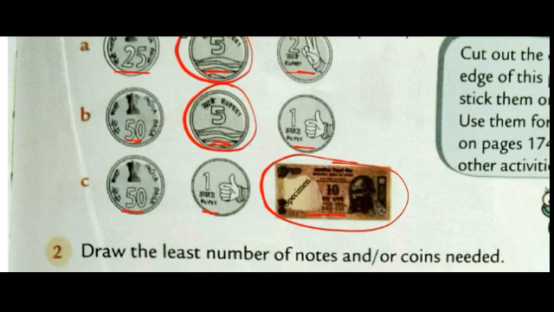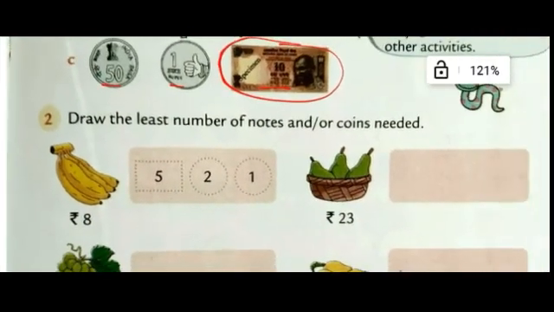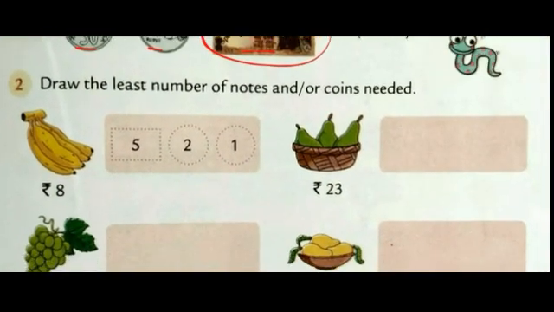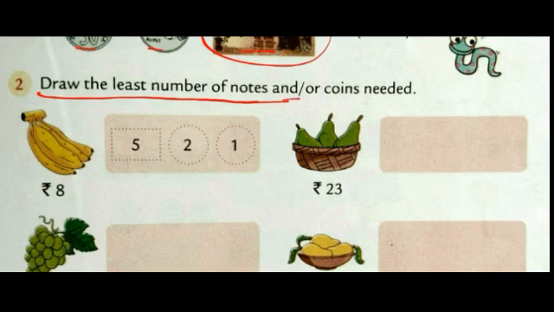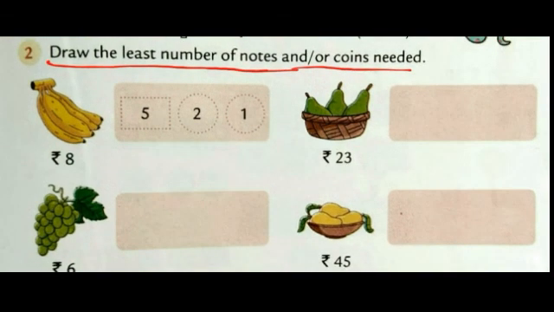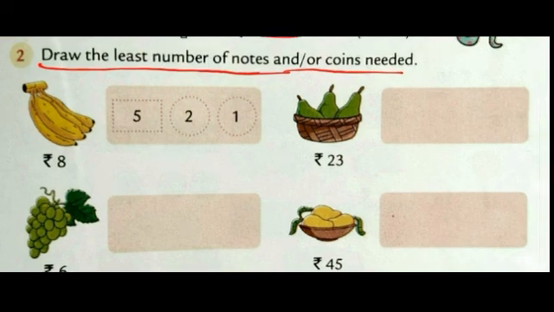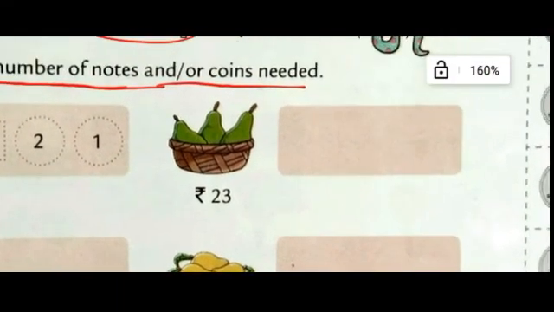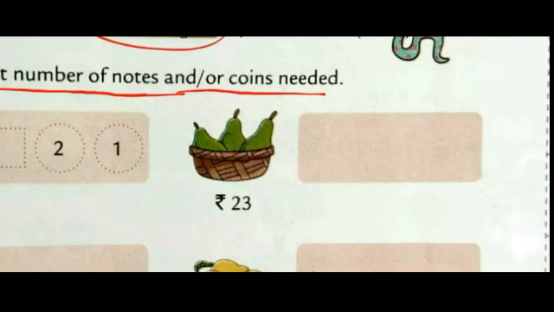Okay. Now let's see the next question. Draw the least number of notes or coins needed. Suppose, see the first one that is given here, it is banana, 8 rupees. So we have to draw the least number of notes or coins needed. Okay, so we'll see the next one. Here we need 23 rupees.